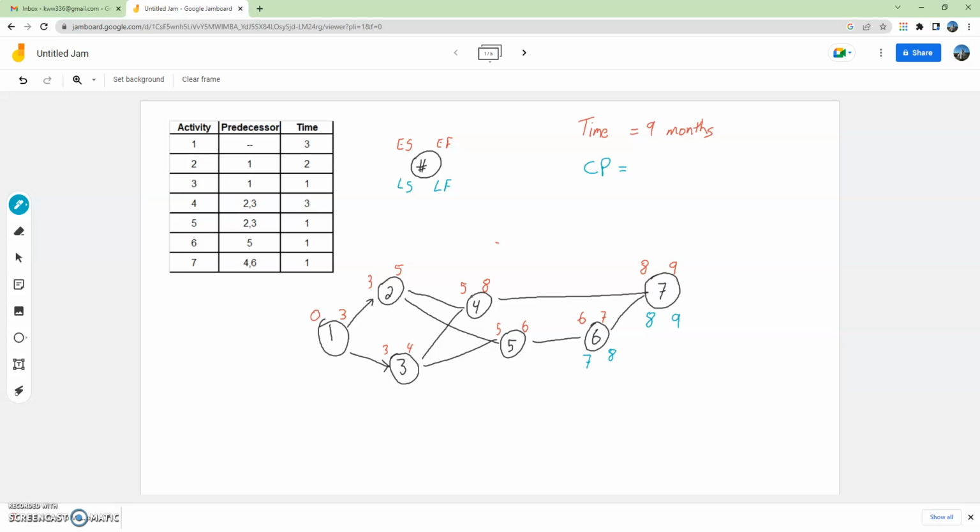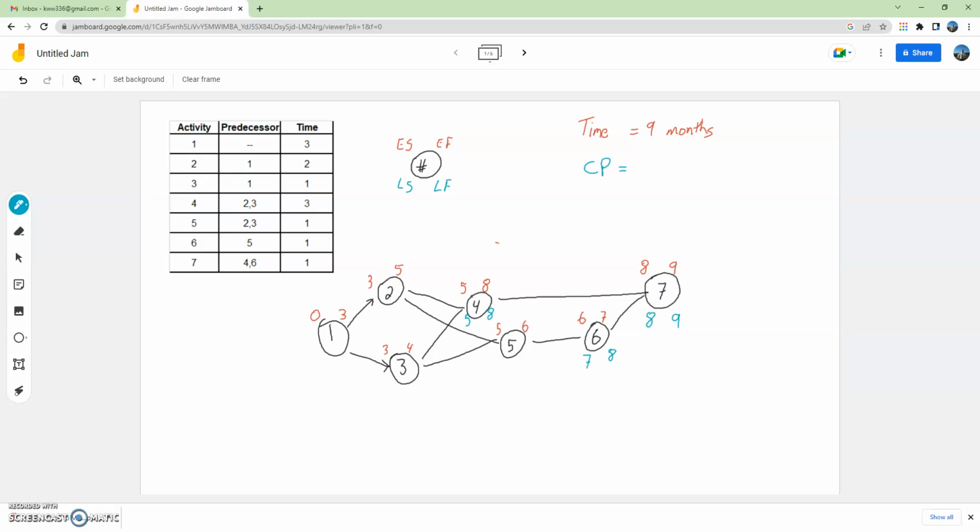So now we have to work backwards for activity 4. Activity 4 has to be completed in order for activity 7 to start at month 8. So activity 4 is 8. The latest I can start is month 5. So activity 4 and 7, you notice that the top numbers are the same. The earliest times and the latest times are the same. So that means that activity 4 and 7 are on the critical path.